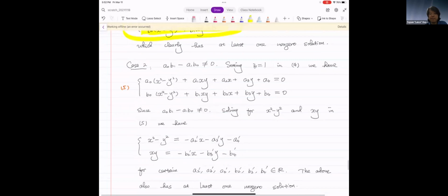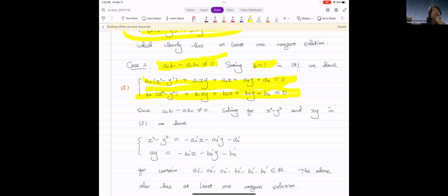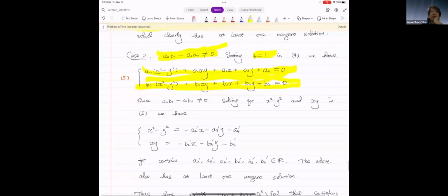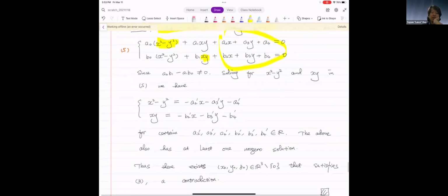In the second case, I'm going to set z equal to 1, and then I'm going to have an equation system that looks like this under this assumption. The way I'm going to solve this equation system is the following. I notice that I can use Cramer's rule for solving linear equations with 2 variables and 2 equations. Because the determinant is non-zero, I treat this as one variable, I treat this as one other variable, and treat the rest of them as constants. I solve for x squared minus y squared, and I solve for xy.